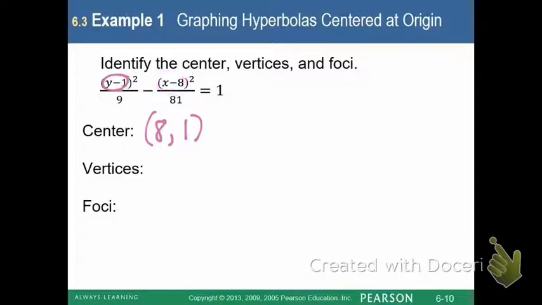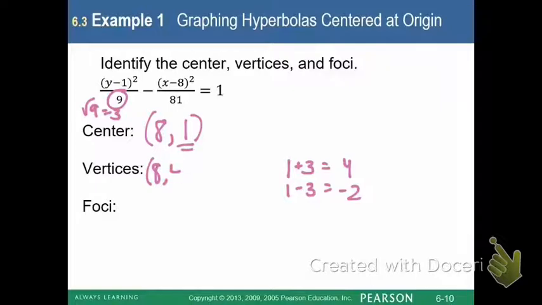Now, the y is first here, which means the y value is what's going to be changing when I find my vertices and my foci. So I look under the y, that's 9, so square root of 9 is 3. Okay, so that's what my vertices are going to be changing by. So I need to take that 1 and add 3 and subtract 3. So my vertices here are going to be at 8, 4, and 8, negative 2.